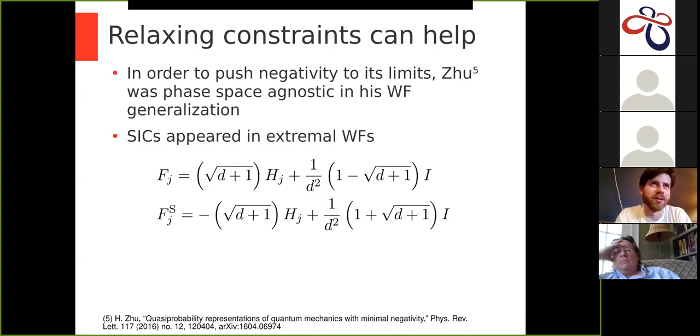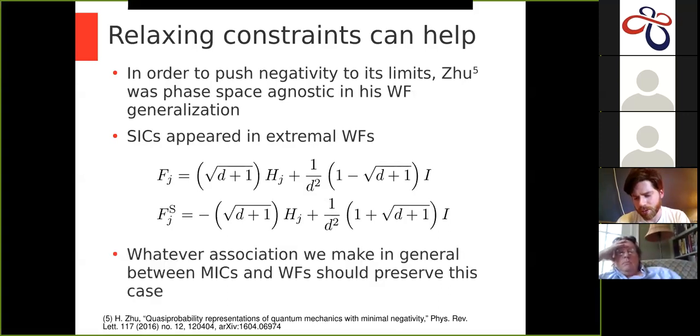I consider the appearance of SICs in itself to be a virtue, because I've drunk the Kool-Aid as far as the SICs go. The HJs in these operators are SICs, and you have the top one and the bottom one there, which are the minimal and maximal negativity representations.